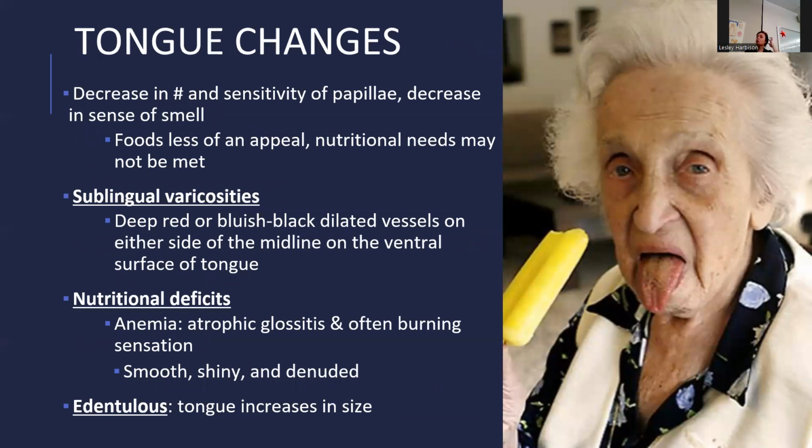Tongue changes, so a decrease in the number and sensitivity of papillae, and decreases in sense of smell. So older people like salty, sweet foods because they've lost some taste sensation. So they like salty, sweet foods, and that's not necessarily great for their health. So it's kind of a catch-22. Food is less of an appeal. Nutritional needs may not be met. They're going to sort of go for pudding.